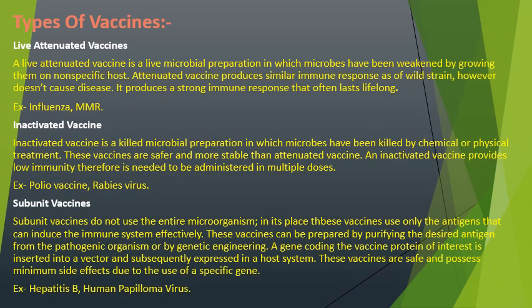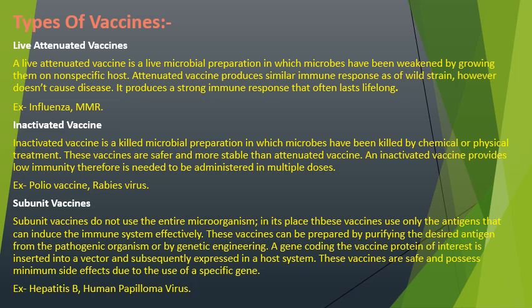Now we will talk about various types of the vaccines. So first we will talk about the live attenuated vaccine. A live attenuated vaccine is a live microbial preparation in which microbes have been weakened by growing them on a non-specific host. Attenuated vaccines produce a similar immune response as the wild strain, however, don't cause disease. It produces a strong immune response that often lasts lifelong.